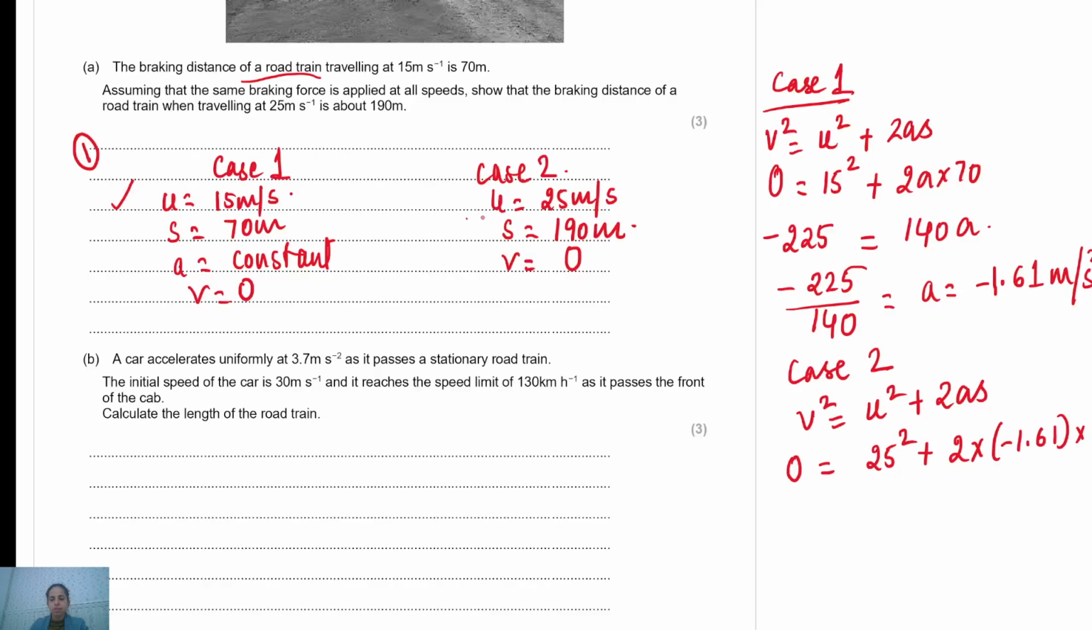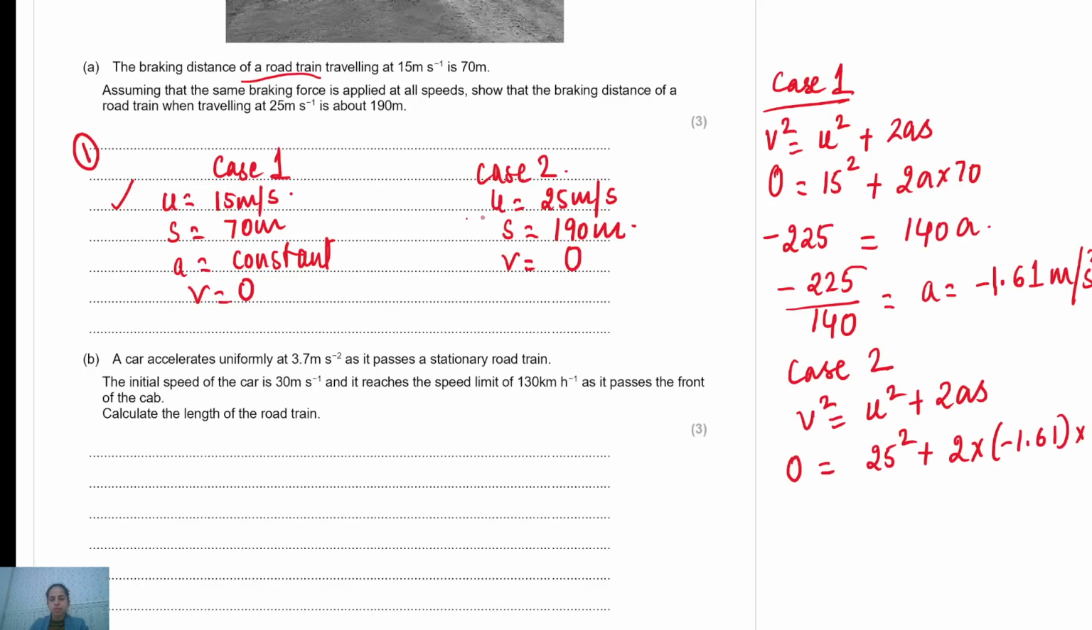A car accelerates uniformly, so again, constant acceleration. That means I can apply my SUVAT as it passes a stationary road train. So there is a stationary road train and a car passing by. The initial speed of the car is 30. And it reaches the speed limit of 130 kilometers per hour as it passes the front of the cab. So the minute it passes here, its speed becomes 130 kilometers per hour.